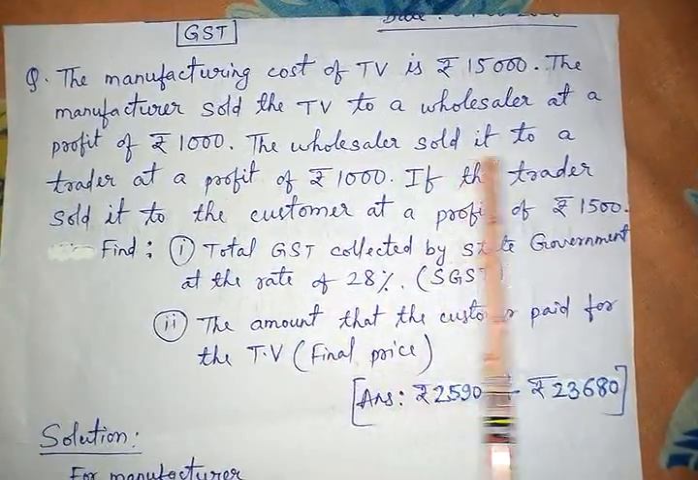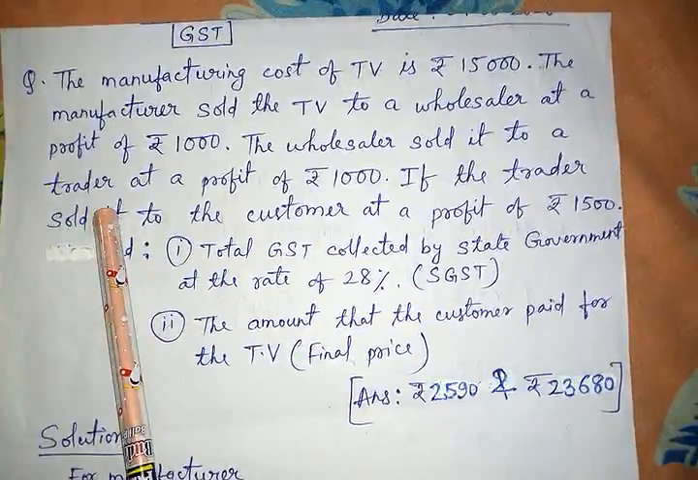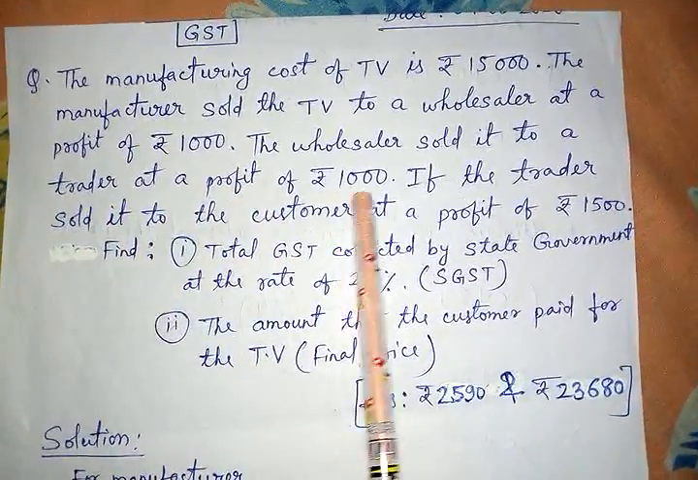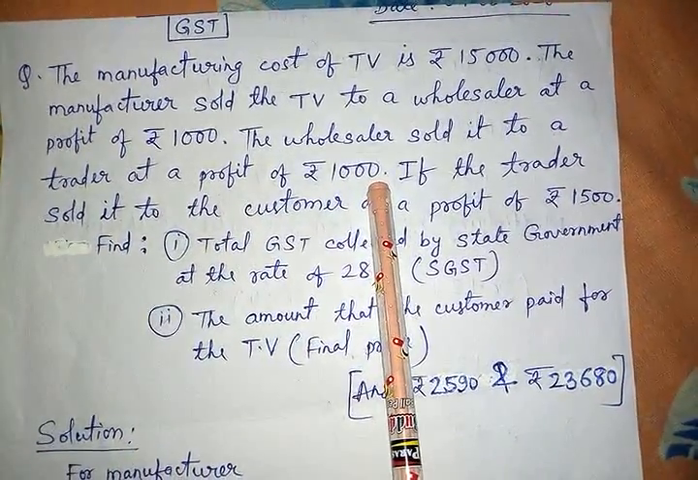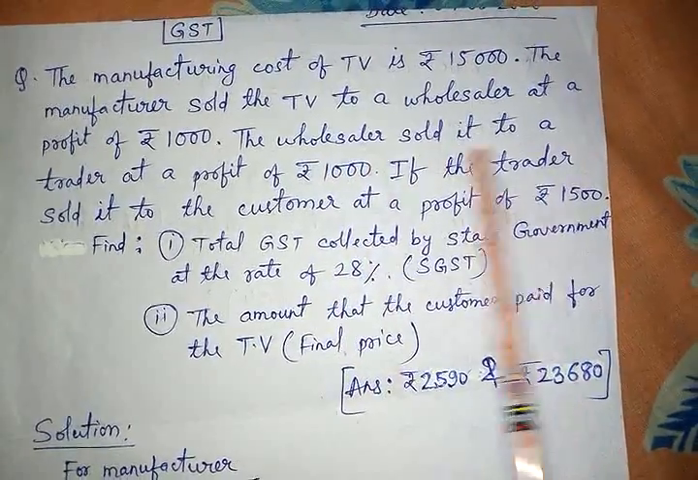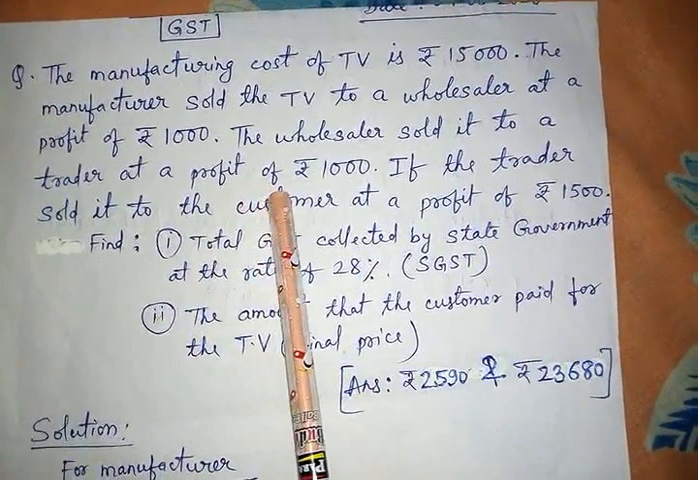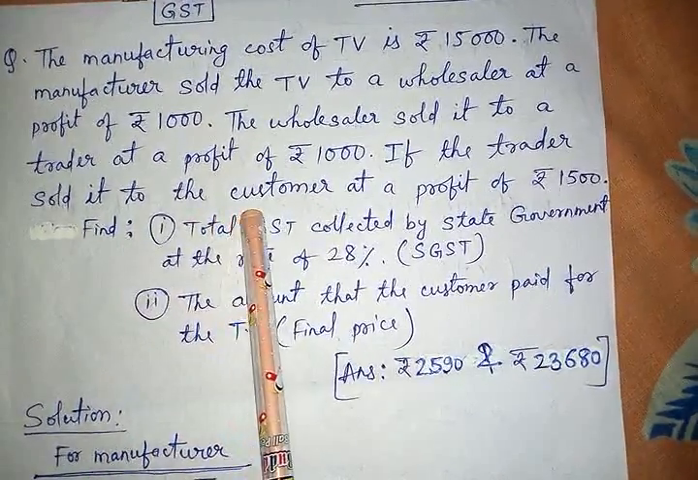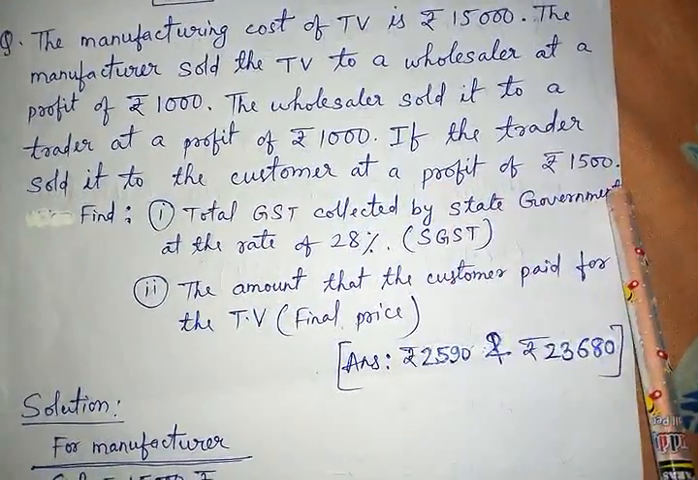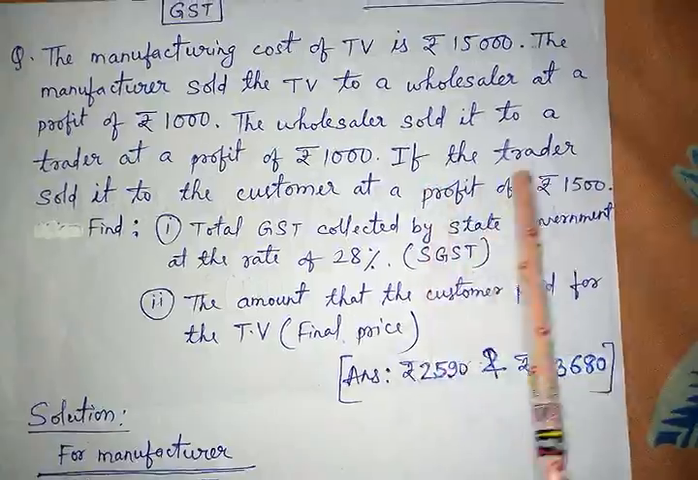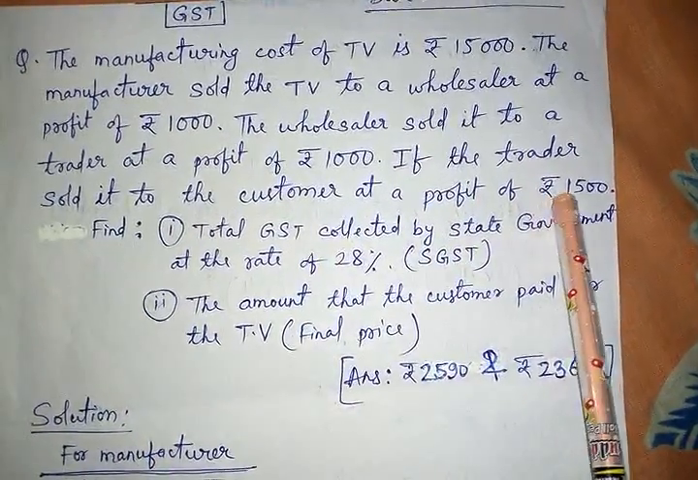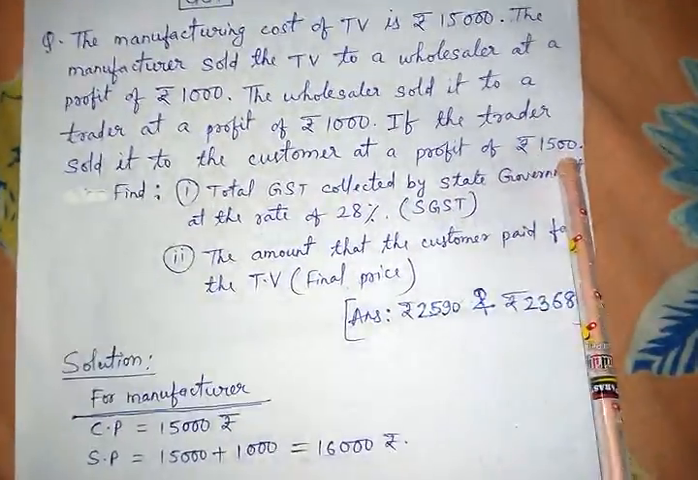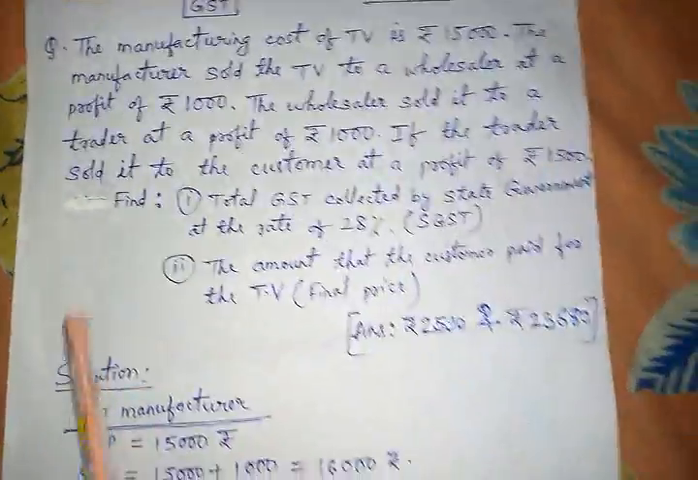The wholesaler sold it to a trader. Now the wholesaler is selling it to a trader at a profit of 1,000 also, so that means the wholesaler will sell to the trader at a price of 17,000. If the trader sold it to the customer at a profit of rupees 1,500, so now the trader is selling to the customer for 18,500 rupees.